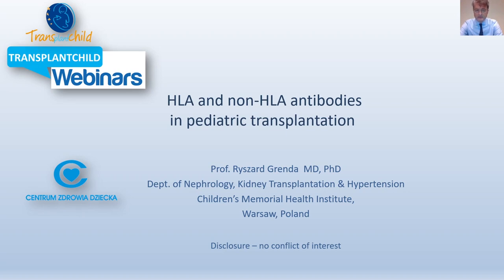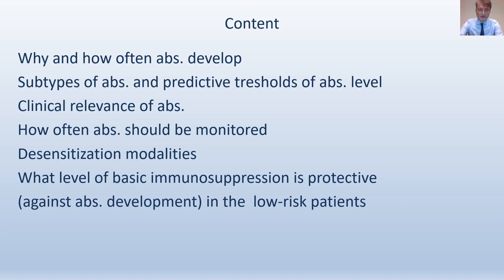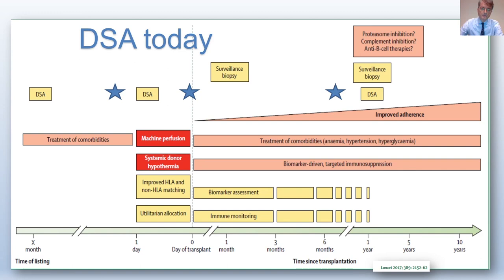The topic is HLA and non-HLA antibodies in pediatric transplantation, and I have no disclosures. The content will be why and how often antibodies develop, what are the subtypes of antibodies and predictive thresholds of this level, what is the clinical relevance of antibodies, how often they should be monitored, what are the modalities of desensitization, and what level of basic immune suppression is protective against the development of antibodies in the low-risk patients.